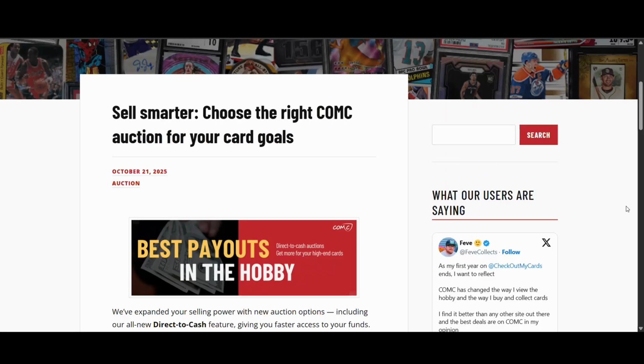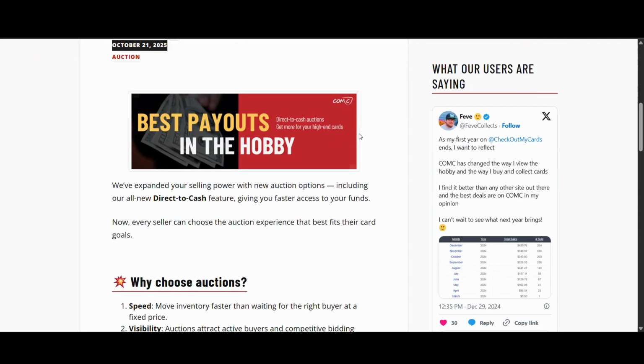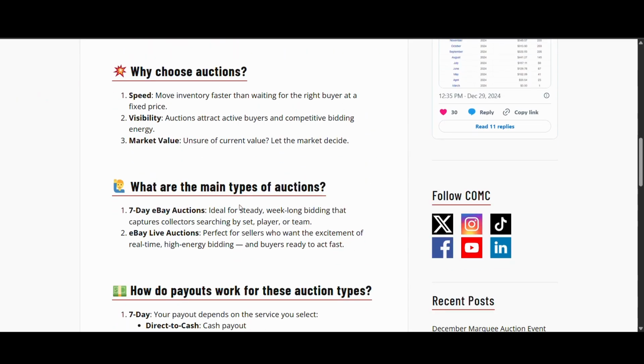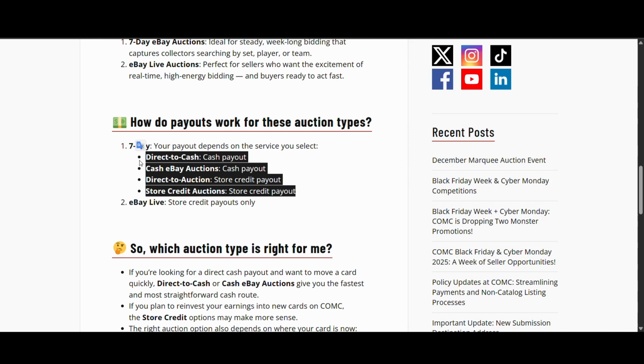So I am on the COMC blog that they made back on October 21st, and I'm going to jump back and forth between this article and my own account so you can see what it looks like. They have a few new options here depending on how you want to do things. As I say here, these are the two categories, the 7-day auctions or the eBay live auctions. The 7-day auctions are now split into several different kinds of auctions that are the standard auctions. Sometimes there's some additional ones, and I'll mention that too.